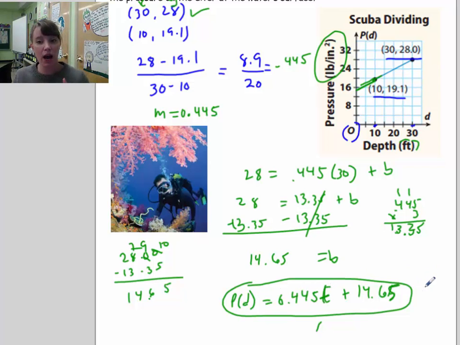And so we've covered how to write an equation from just giving the slope and the y-intercept, how to write an equation from a table, and how to write an equation from a graph. And finally, we went over a word problem where we talked about the real life value of the y-intercept as pressure at the surface of the water, right?